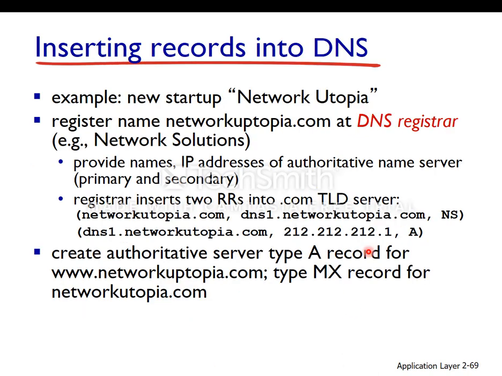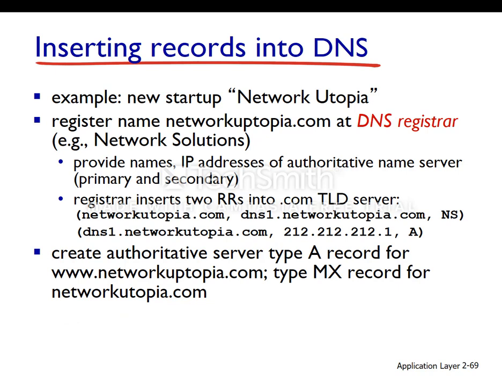Okay. Now, back to our presentation. So to insert records into DNS, let's say you have a startup, Network Utopia, and let's say what you do then to get some domain name is you're going to register your name with networkutopia.com with some DNS registrar, such as Network Solutions. What you will do, you provide your name, the IP addresses of your authoritative name server, the primary and secondary name servers, and your registrar would then insert 2 resource records into the .com top-level domain name server. And then you could also create an authoritative server type A record for www.networkutopia.com and a type MX record for networkutopia.com.